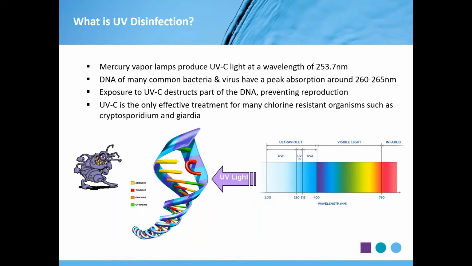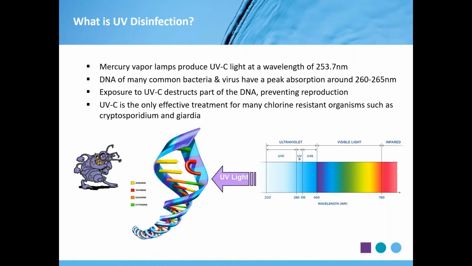So going back to the basics of UV disinfection, when you take that mercury vapor lamp and excite it and emit that wavelength of light, it's very close to the peak absorption of what the DNA absorbs of the most common bacteria and viruses that are found. That peak absorption happens around the 260 to 265 nanometer wavelength. So by exposing it to that UVC light, it actually destroys part of that DNA, prevents reproduction, and disinfects your water. So UV is a very effective treatment against some of the known chlorine-resistant organisms like Crypto and Giardia that you've probably heard of.